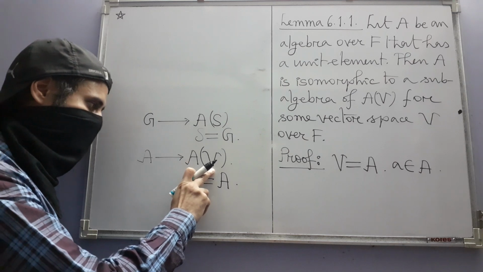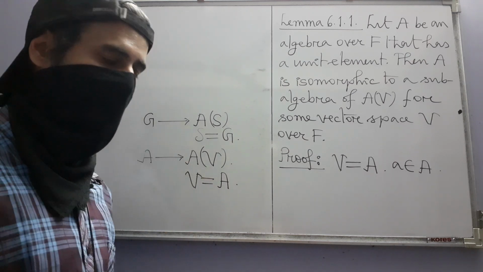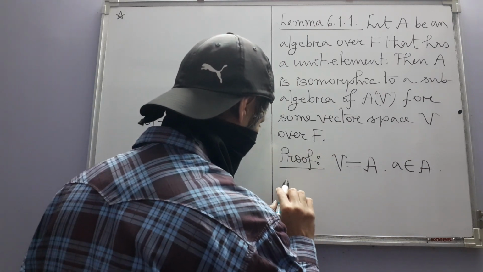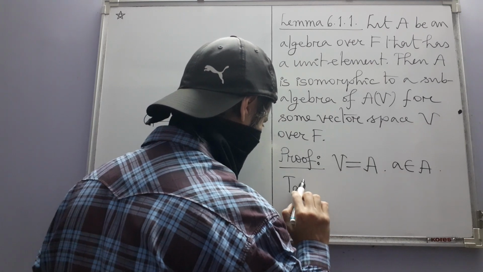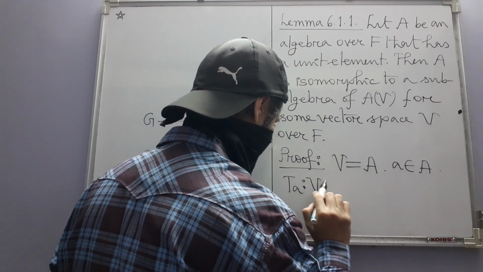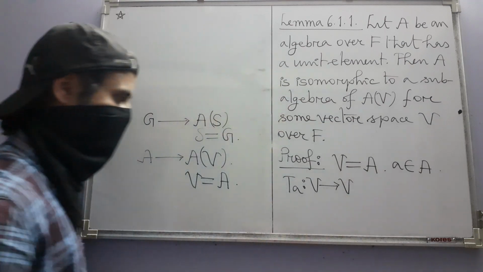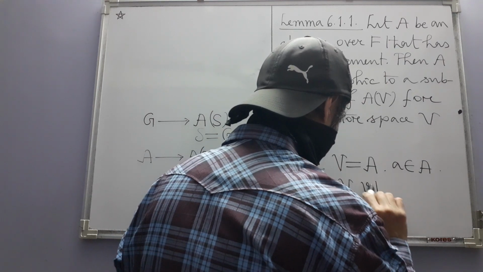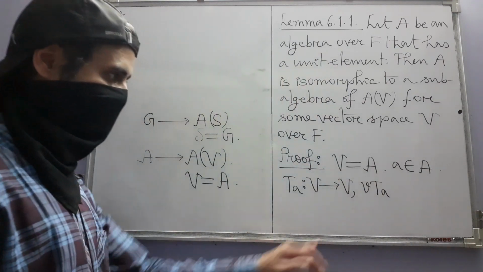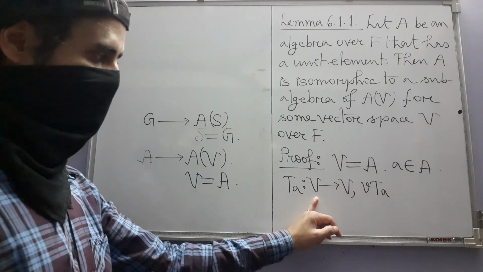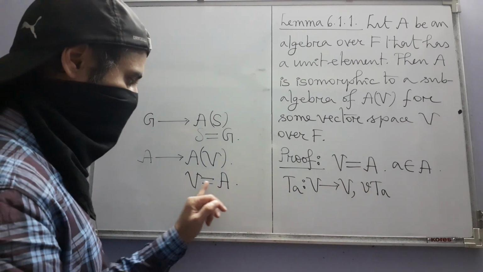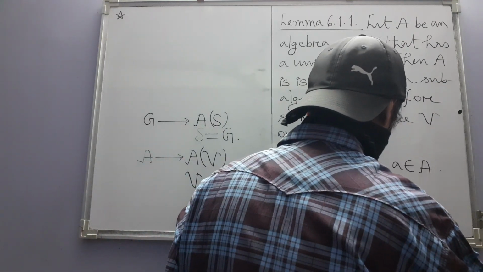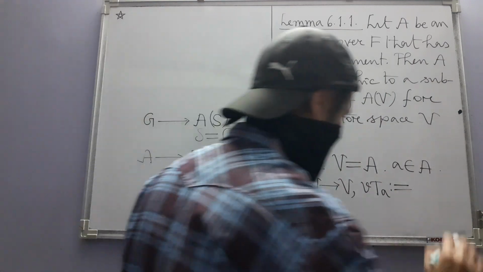Note that the output must lie here. That means the output needs to be a linear operator on V. So what I do, using this A, I define a function TA from V into V like this. Applying TA on any vector V from V, do not forget that our V now is the algebra itself, so it's a vector space also, is by definition VA.